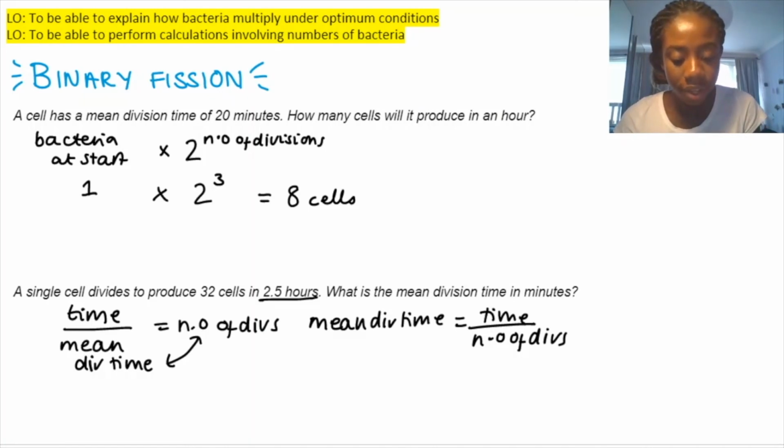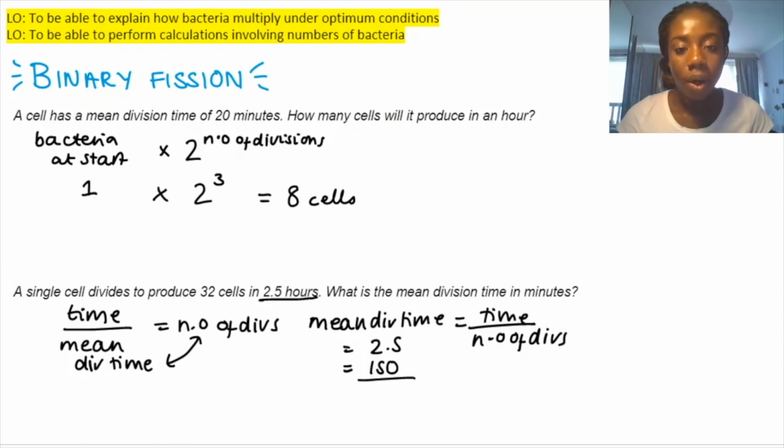So we'll have 2.5 hours. If we write that in minutes, that's going to be 150 minutes. Then our number of divisions kind of needs a bit more working out.